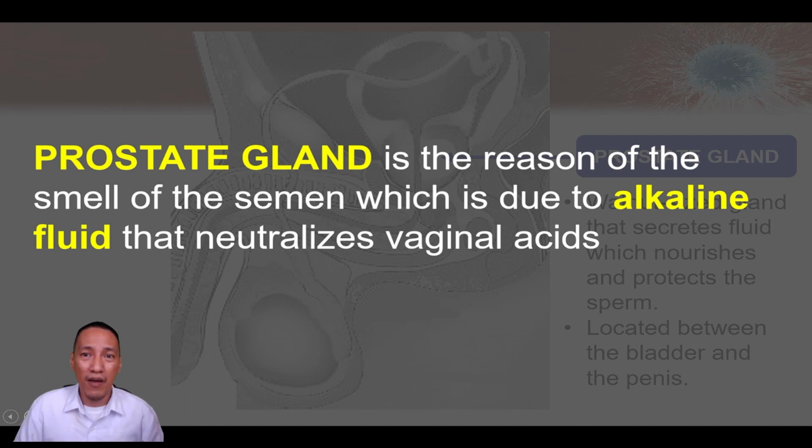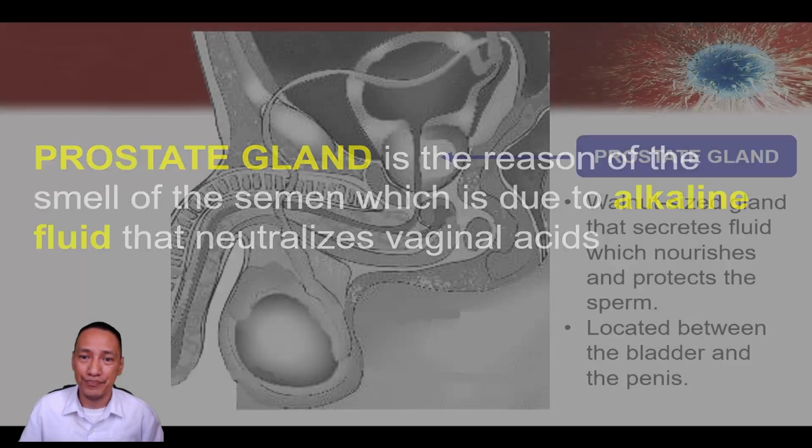Ano ibig sabihin nun? Yung semen kasi meron siyang kakaibang amoy. Ang amoy na yon ay dahil sa alkaline fluid na binigay ni prostate gland. Sinabi ko kanina. At ang purpose ng alkaline fluid na yon ay in-neutralize yung vaginal acids. So, sinabi vaginal acids, pang babae yon, may asido. Ang asido matapang, kawawa ang ating sperm cell. Hindi pwede siyang ma-expose sa acid. Kaya nga binibigyan si semen na nilalangoyan ni sperm cell ng alkaline fluid ni prostate gland para maprotektahan siya doon sa vaginal acids na nandoon sa vagina ng babae.